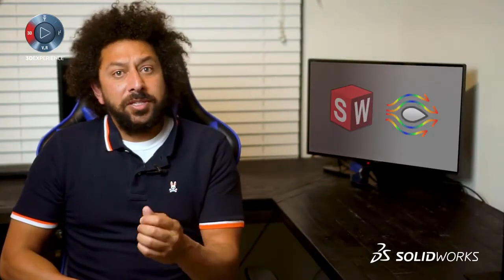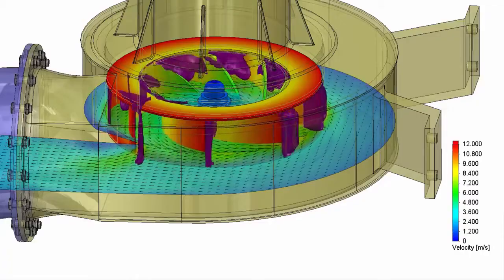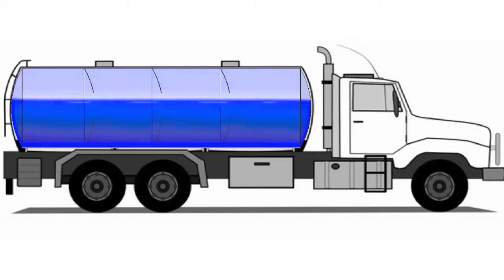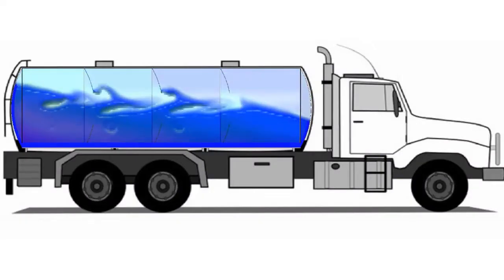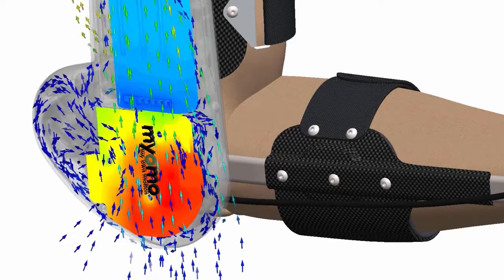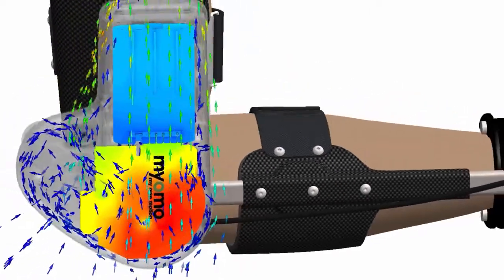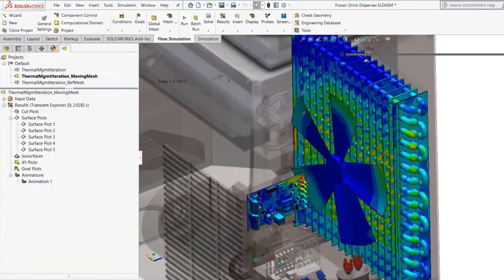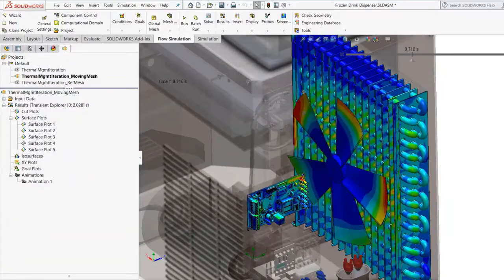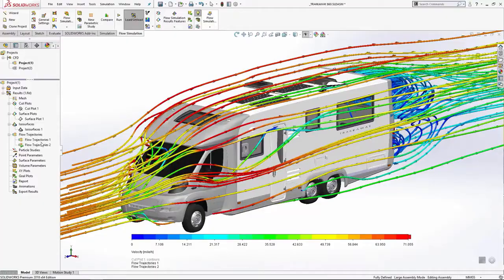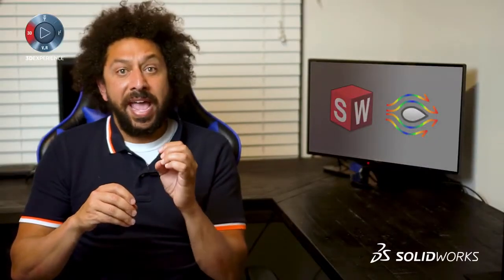SOLIDWORKS Flow Simulation's flexibility and power make it a crucial tool for designers and engineers. Simulating your product's performance in one environment will help you achieve successful designs in less time. With ease of use, a familiar user interface, and a wide range of capabilities, SOLIDWORKS Flow Simulation is vital to any engineering and design ecosystem.